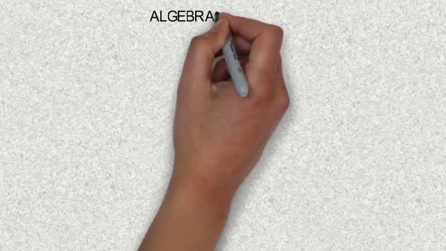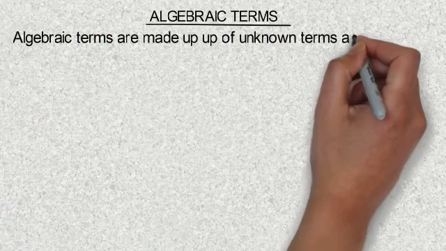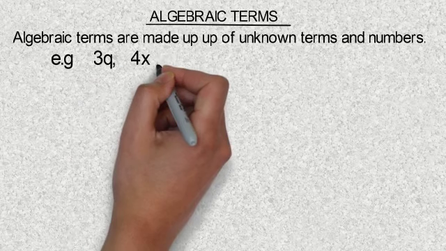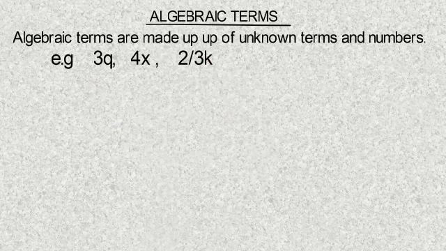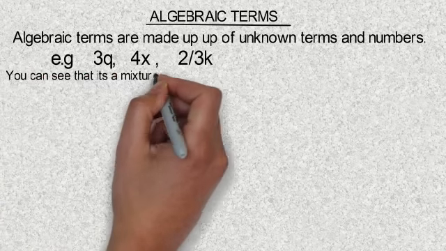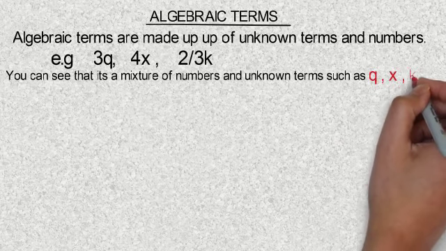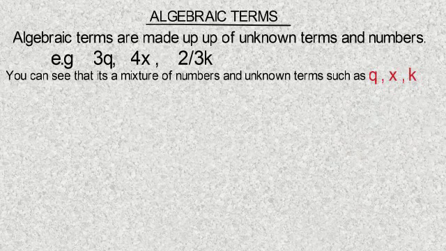So, what are algebraic terms? Algebraic terms are made up of unknown terms and numbers. E.g., I have 3q, 4x, 2 over 3k. Can you see? It's made up of what? Unknown terms and numbers. 3 is a number and q is unknown. You can say that it's a mixture of numbers and unknown terms such as q, x, k. So our unknown terms are q, x, and k.